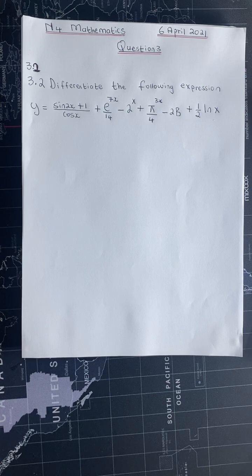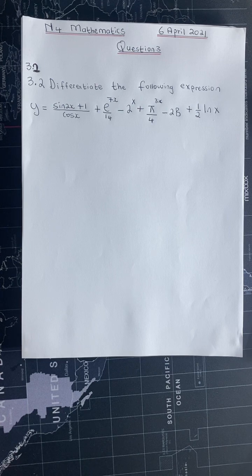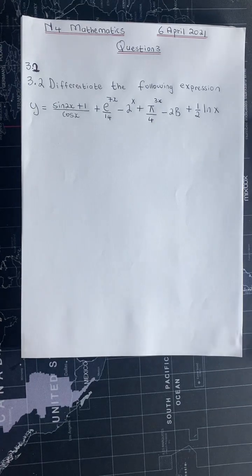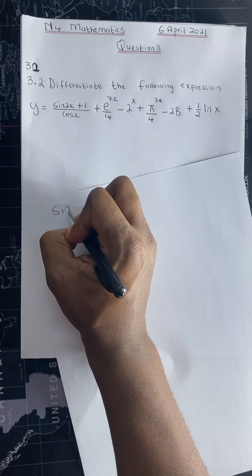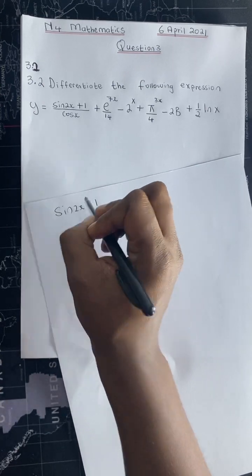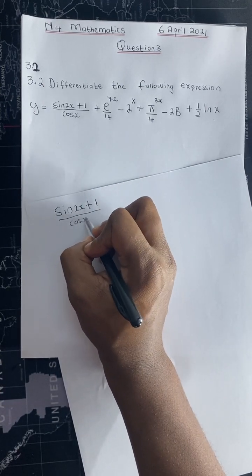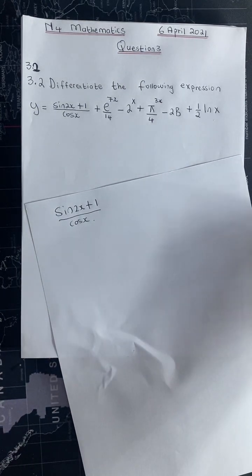Question 3.2, we have to differentiate the following expression. y is equal to 2 cos 1 divided by cos x plus e to the power 7x all divided by 14 minus 2 to the power x plus pi to the power 3x all divided by 4 minus 2b plus 1 over 2 ln x. Before we can proceed, let's take the sin 2x plus 1 over cos x and let's simplify it.